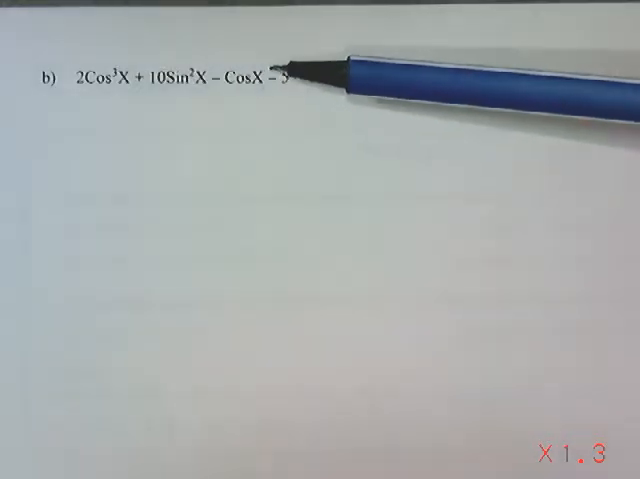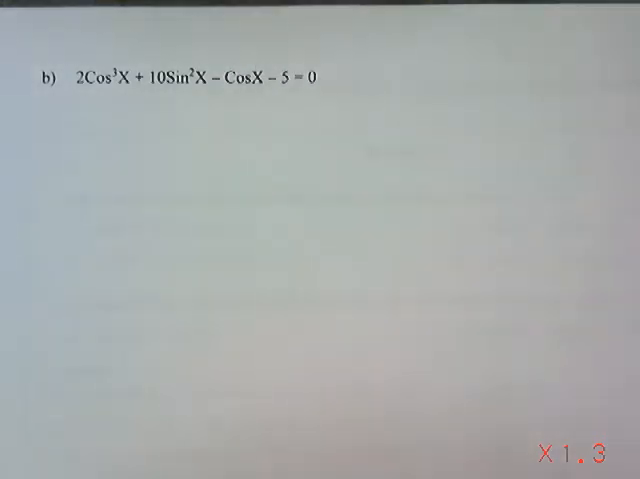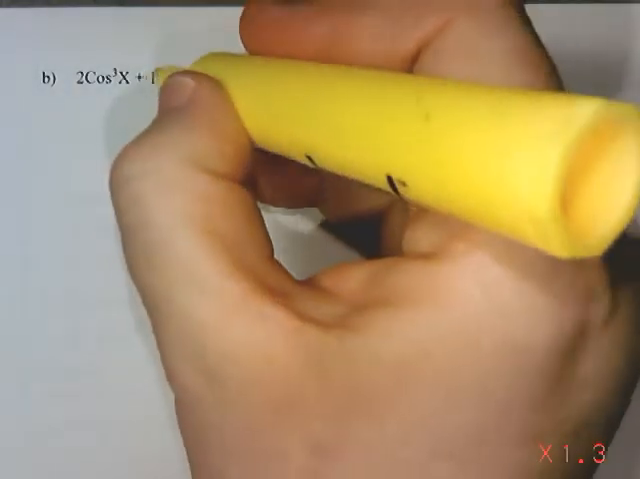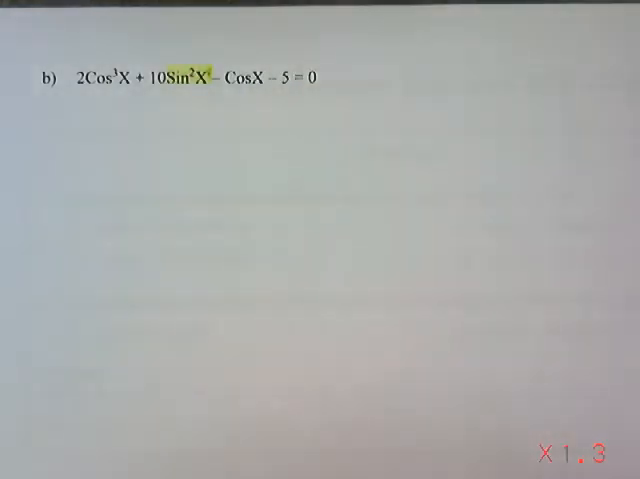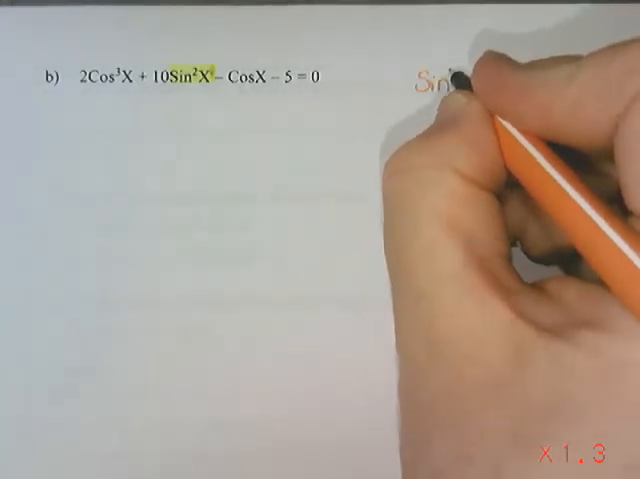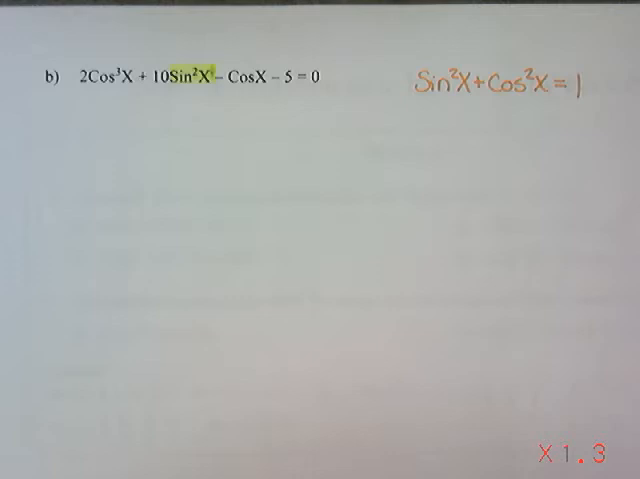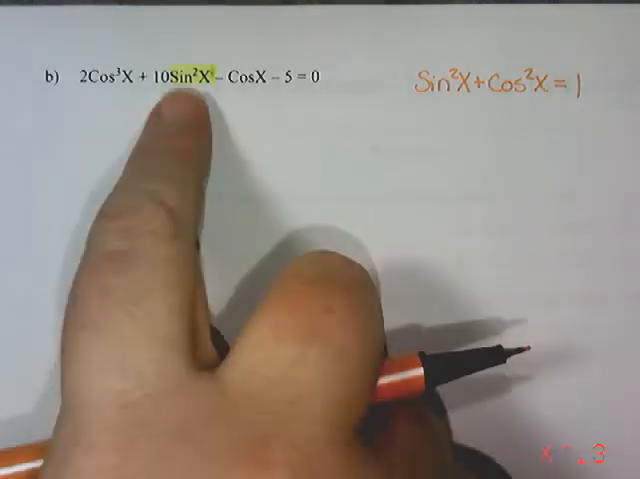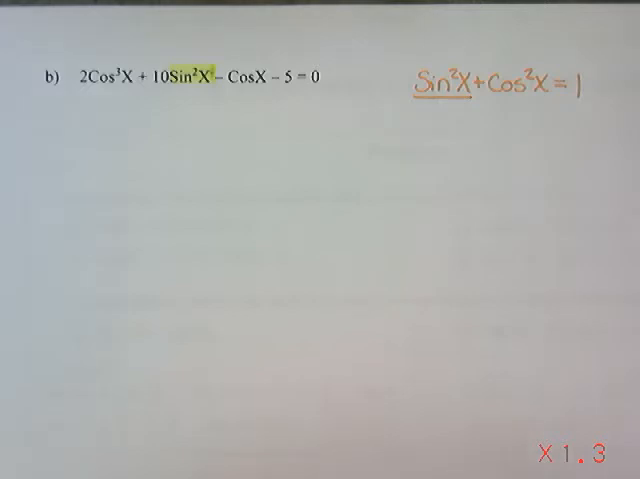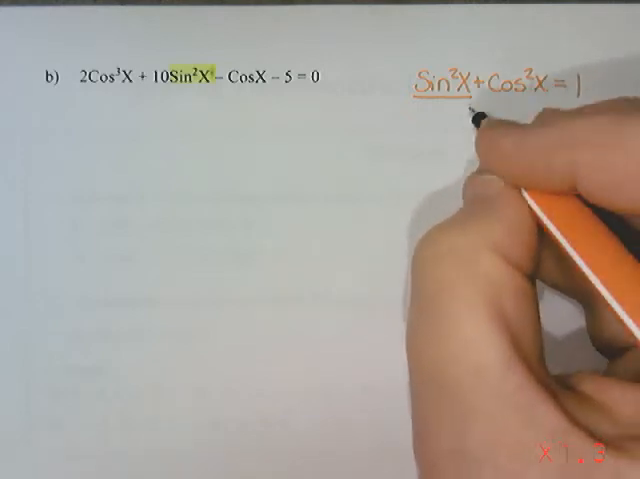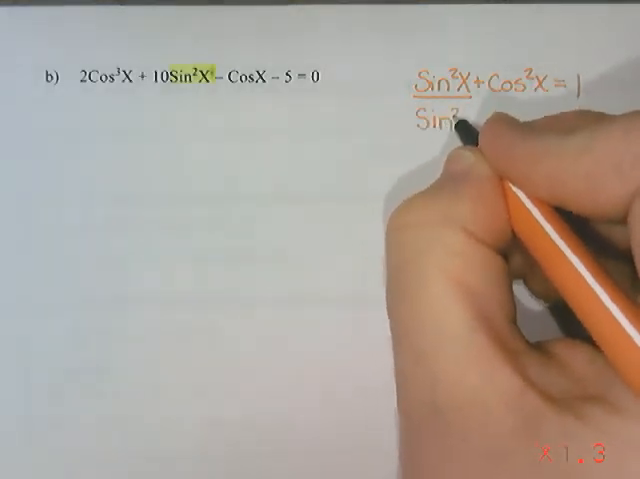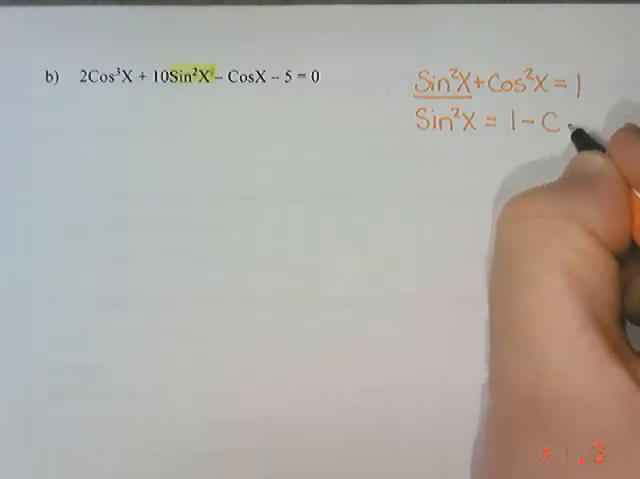Now I do have 2 cosines, which makes me think maybe I could find a way to take out sine squared x and put in something that uses cosine. And my personal favorite identity is what we are going to use: sine squared x plus cos squared x equals 1. Now you can take this identity and rearrange. I do have a sine squared x that I'm looking to get rid of, so I would like to know what that is equal to. I would subtract cosine squared x from the other side to get sine squared x equals 1 minus cos squared x.